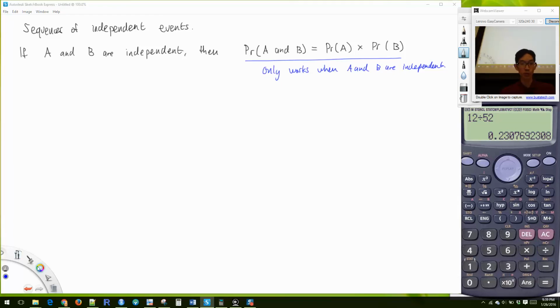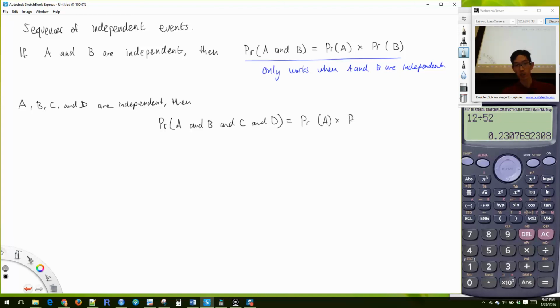Okay, and this works for larger sequences. If A, B, C, and D are independent, then the probability of A and B and C and D is equal to the product of all of them: the probability of A times the probability of B times the probability of C times the probability of D, okay? And so on and so forth. So if you have a bunch of independent events, you can just multiply each of those outcomes together.